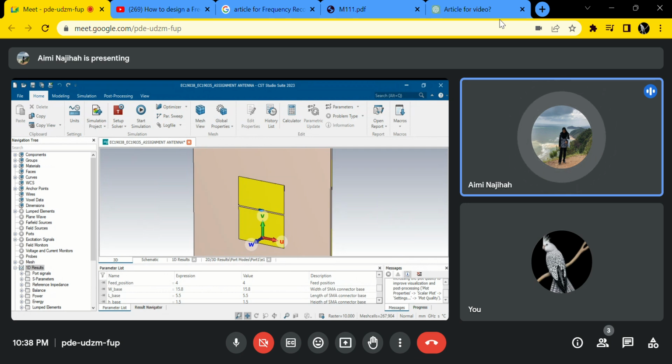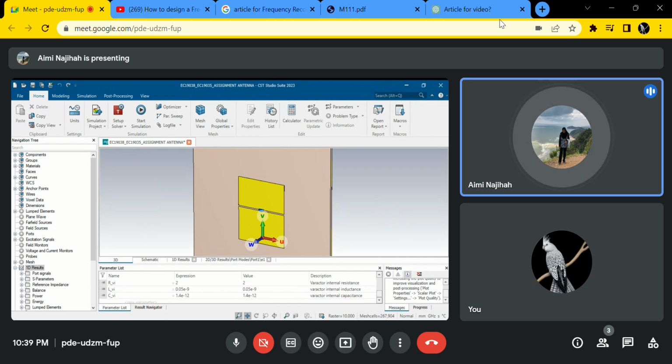The width of SMA connector base is 50.8 millimeter. The length of SMA connector base is 5.5 millimeter, and the height of SMA connector base is 1.5 millimeter. The radius that we use for SMA connector pin is 0.55 millimeter, and the height of SMA connector pin is 7.4 millimeter. We also have a dielectric core, which the radius is 1.95 millimeter.